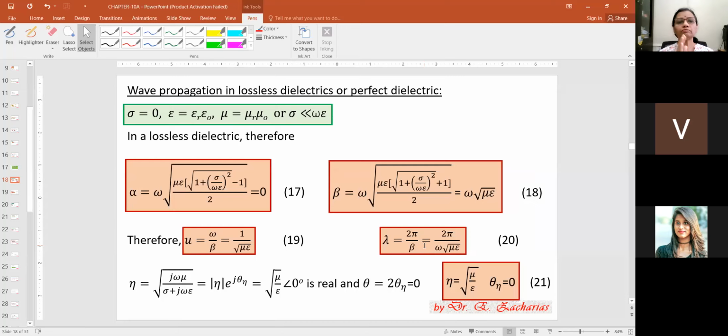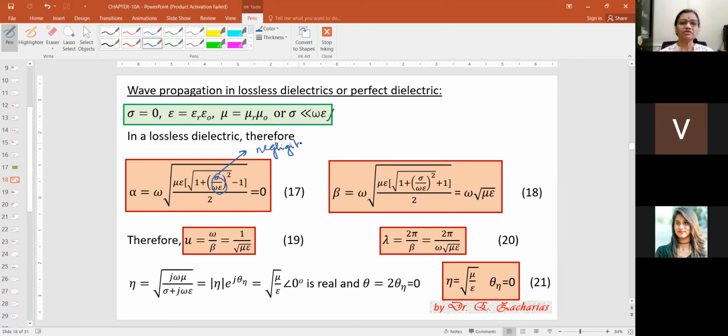Now we have to move to lossless dielectric, or perfect dielectric. Please remember, whenever I say perfect dielectric, I'm talking of lossless dielectric. No conduction happens. Sigma will be 0. And because conductivity is 0, sigma will be much less than omega epsilon. So now, let us take our basic equation for alpha and beta. Into that expression, you can see that sigma becomes much less than omega epsilon, meaning this term becomes negligible.